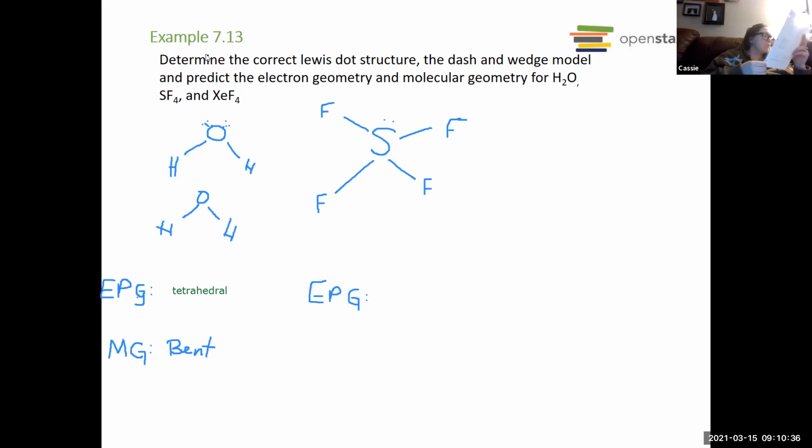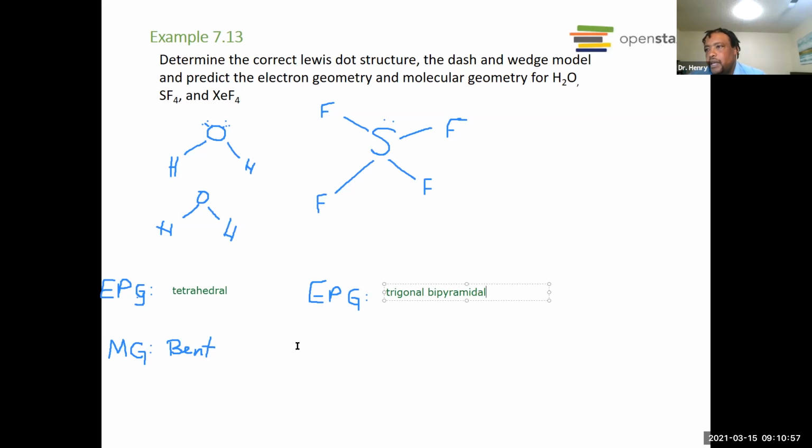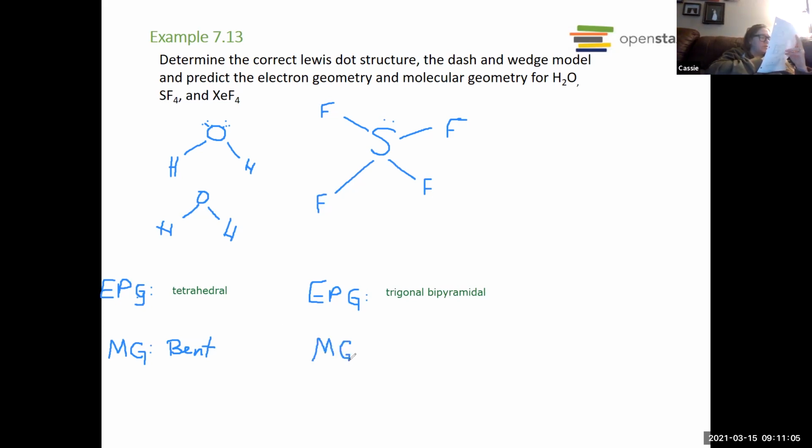It's fifth row, first column. So there's 5 attachments, right? Because you count the lone pair. So it would be trigonal bipyramidal. And then the molecular: because there's one lone pair, we'd have one single wedge, one dash wedge. So this would be the seesaw. Okay.